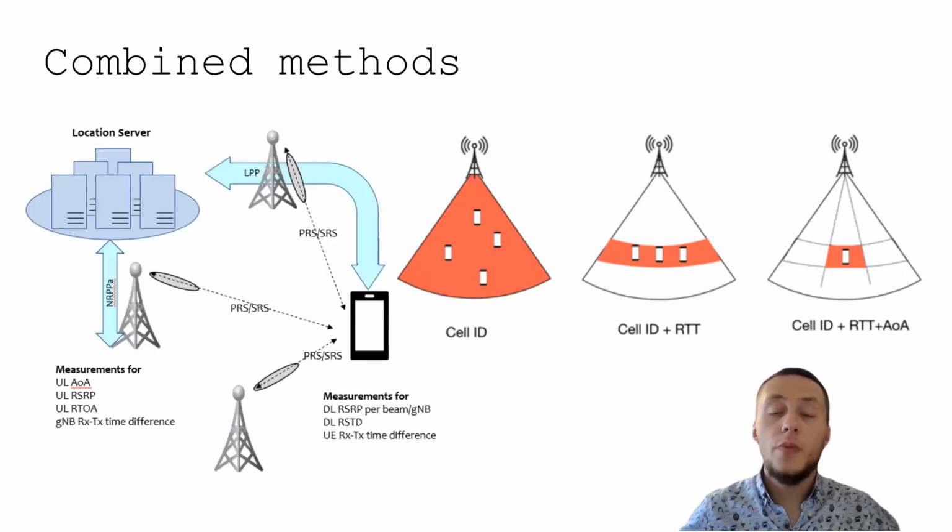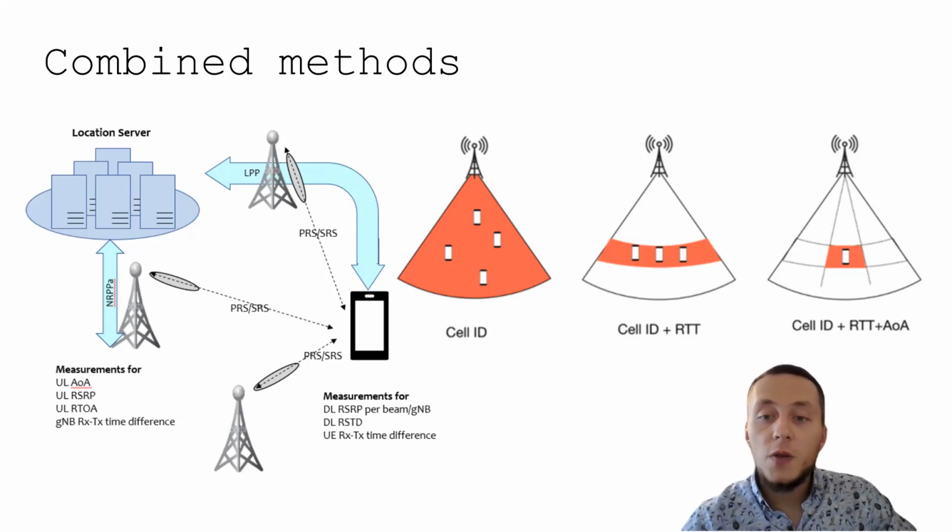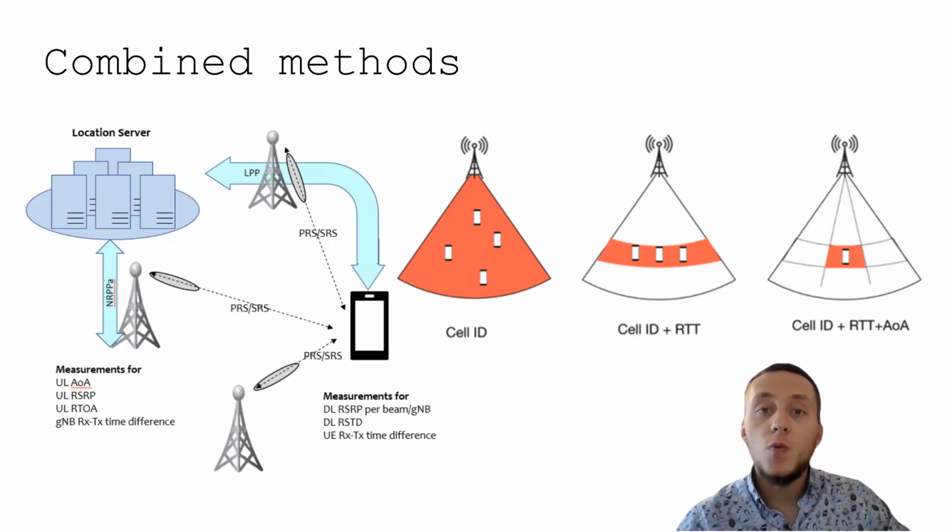Of course, it is obvious that we can combine different methods. If we look at the examples on the right side, we can see that we can locate user equipment with cell ID. Then we can apply round-trip time or timing advance measurement in order to narrow the uncertainty area, and then we can narrow that area even further. We can apply, for example, angle of arrival methods. So the combination of those methods may give us a more accurate, precise calculation.